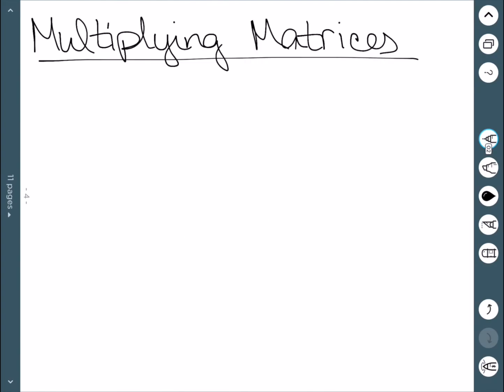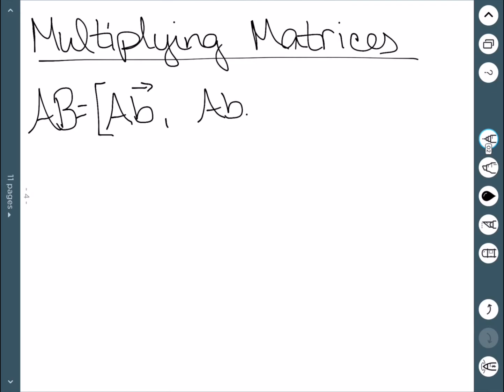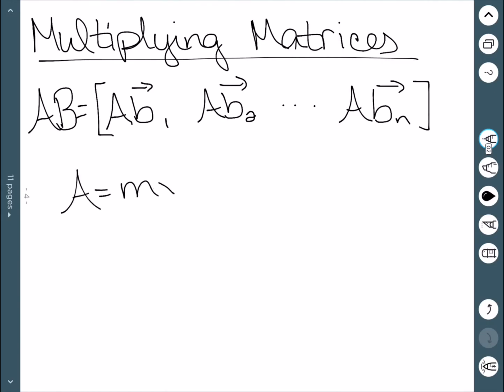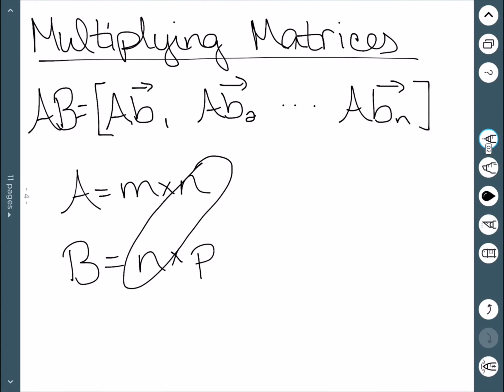Now that we know how to multiply matrices and vectors, we can multiply two matrices, and we're going to look at two different methods to do this. The first involves what I just did. My new matrix is going to be A times the first column of B, A times the second column of B, etc., up to A times the nth column of B. And this only works if A is m by n and B is n by p, so we need these two numbers to match.